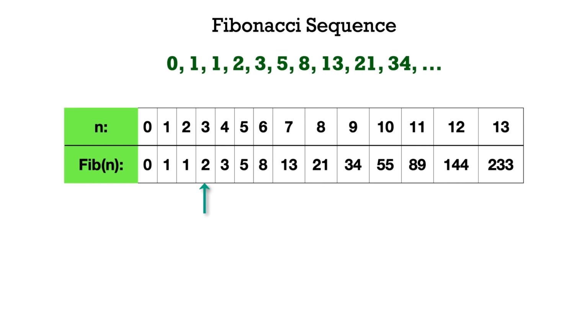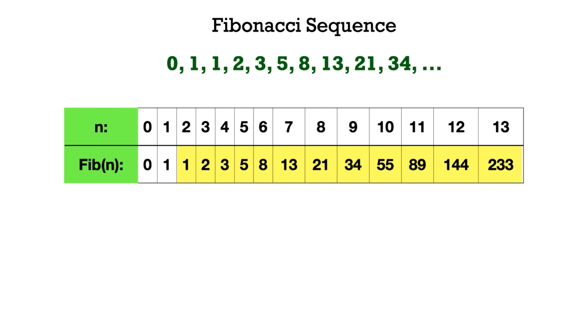The next number 2 is found by adding the 2 numbers before it, that is 1 plus 1 equals 2. The next number 3 is found by adding the 2 numbers before it, that is 1 plus 2 equals 3. And the next number 5 is found by adding the 2 numbers before it, that is 2 plus 3 equals 5, and this continues. This puzzle follows the Fibonacci sequence starting with 1.